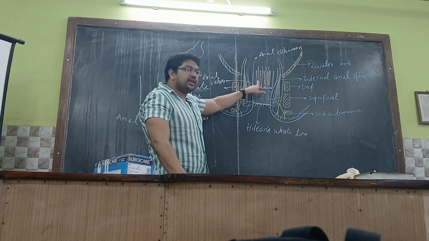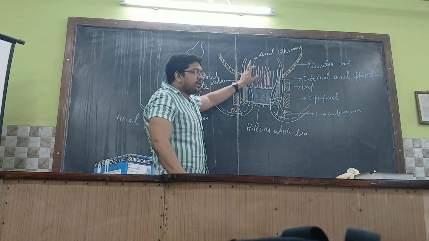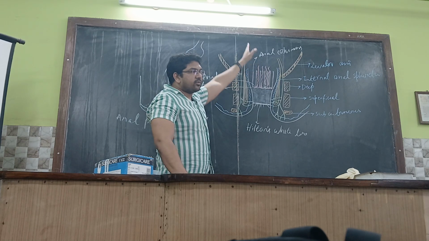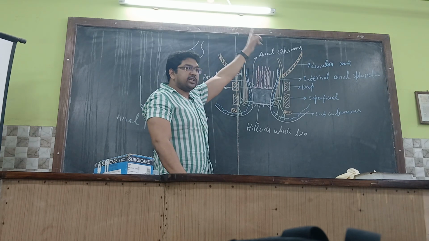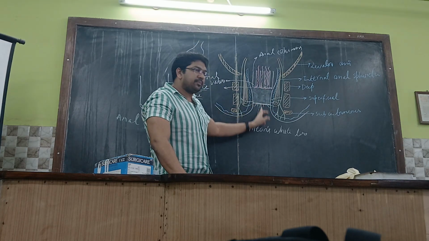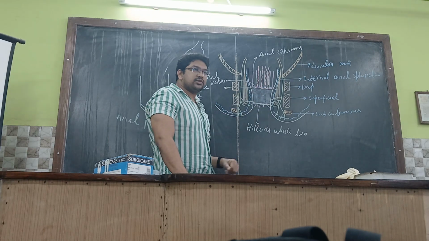What about the veins over here? The veins will be draining into this part. Superior rectal veins drain into inferior mesenteric vein. Inferior mesenteric vein will be draining into splenic vein. Splenic vein ultimately drains into portal. What about this lower part? The lower part is supplied by the inferior rectal veins over here.